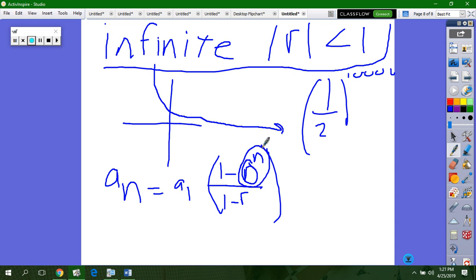R raised to a very large number, that's very good. If it's less than 1, it's basically going to become 0, isn't it? So what's 1 minus 0? 1, and what's a sub 1 times 1? So our finite sum is a sub 1 over 1 minus r. Okay? Yes, no, we're almost done.